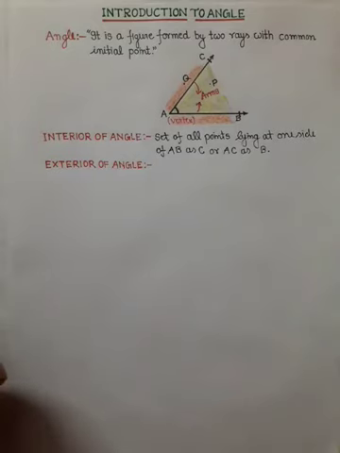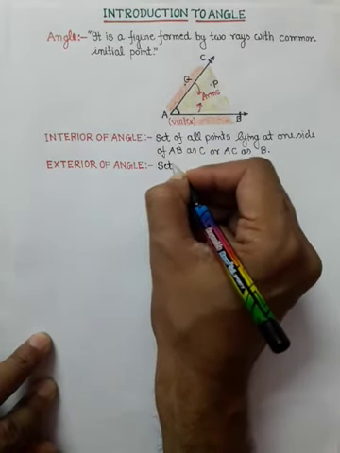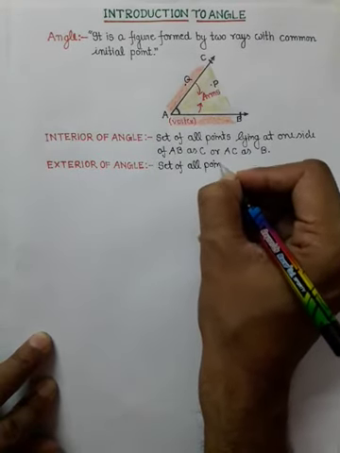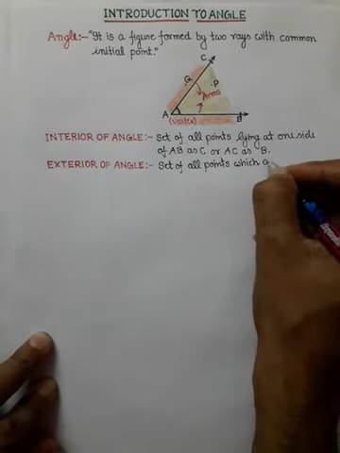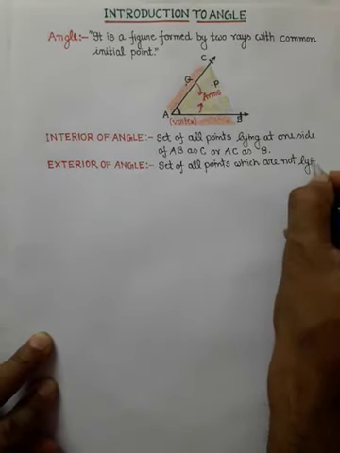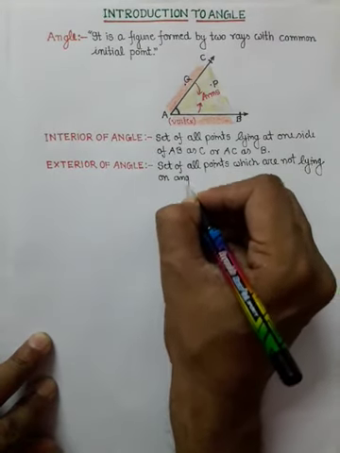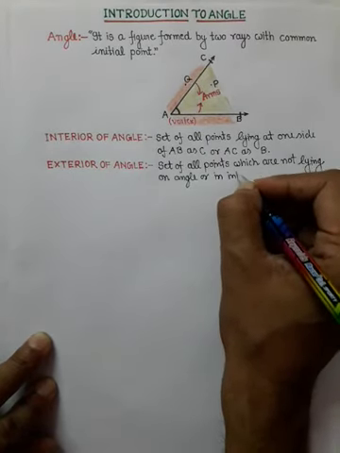So we can say that the exterior of an angle is the set of all points which are not lying on the angle or in the interior of the angle.